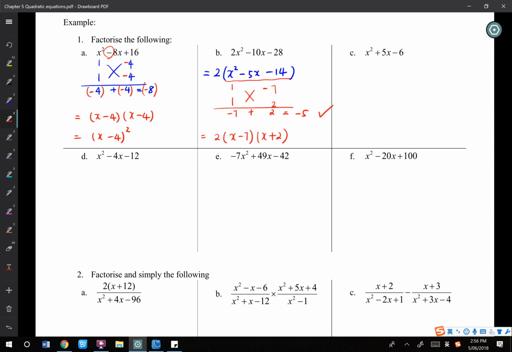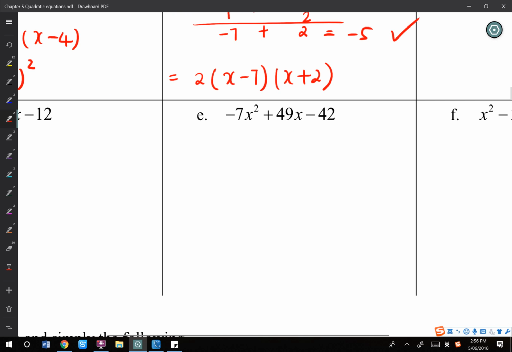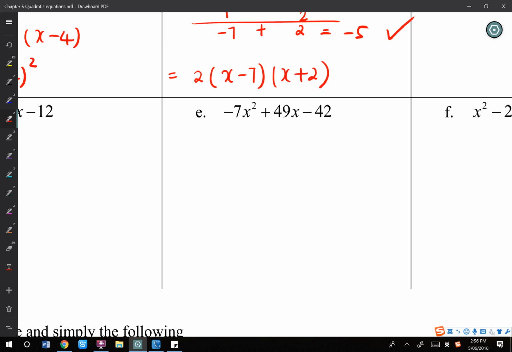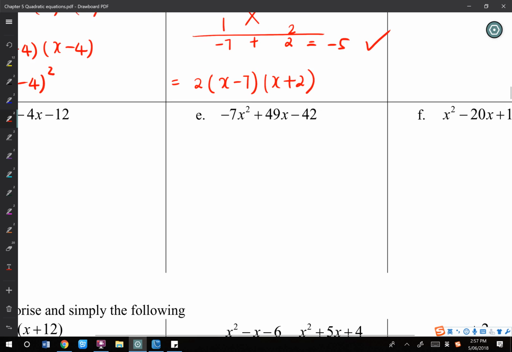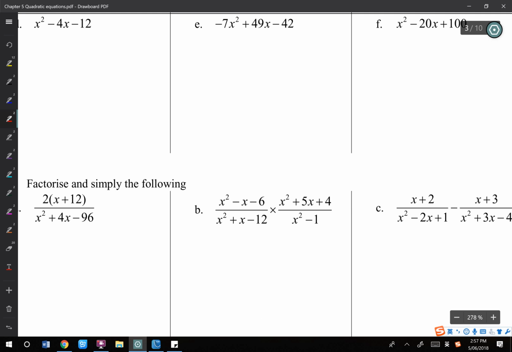How do we factorize a trinomial with a single x squared in the front? We'll talk about what to do when there are multiple x squared later. But today, just focus on a single x squared. You can see E is not a single x squared. However, we can take the minus 7 out as a common factor, so we deal with a single x squared, that kind of trinomial. Okay, you have about 30 minutes. I hope you can finish the next 6 questions.